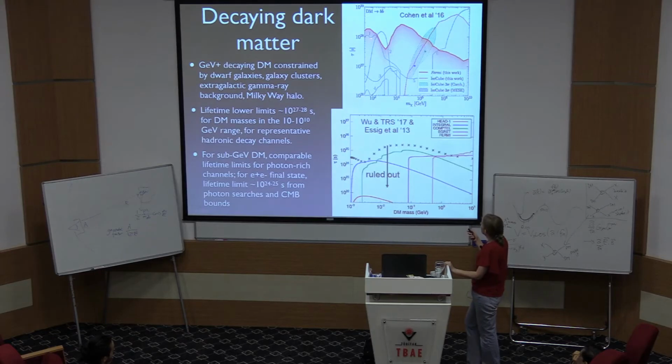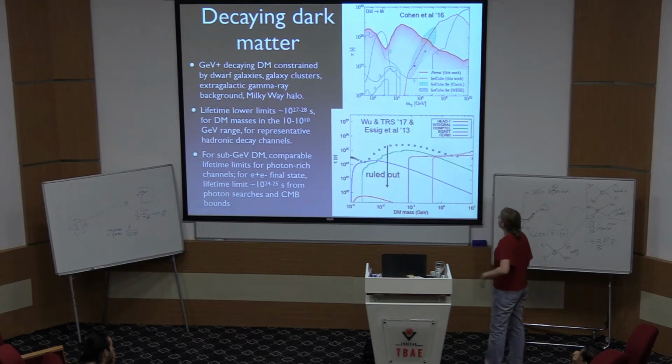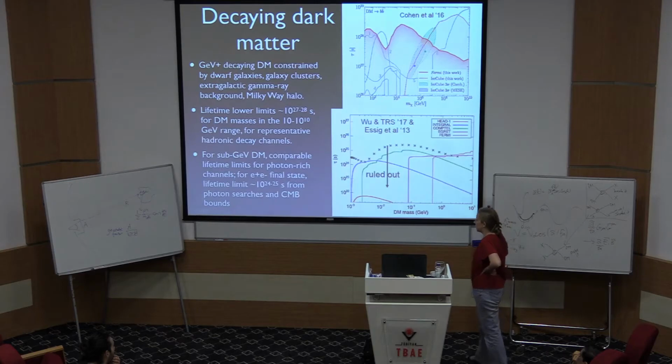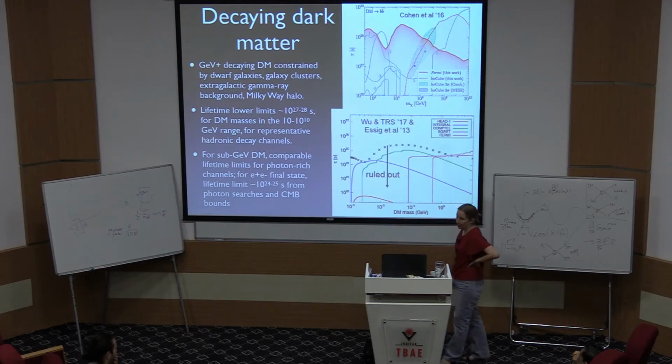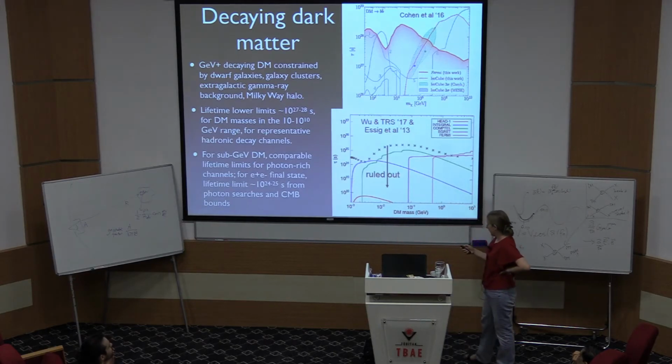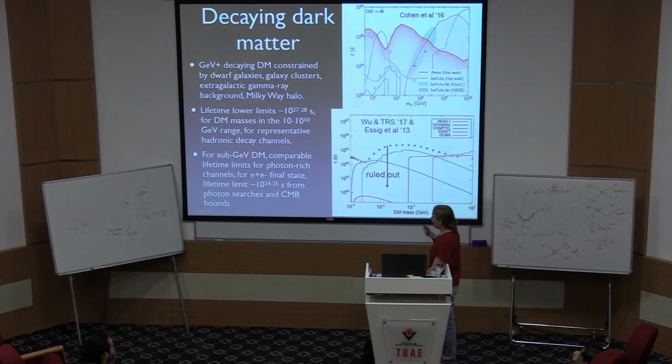So for decay, all the decay lifetimes below this red line are ruled out by gamma ray observations of a range of different sources. This plot goes from about 10 GeV up to 10 to the 10 GeV. And across this whole range, we can constrain lifetimes that are shorter than about 10 orders of magnitude longer than the age of the universe. So around 10 to the 27 to 10 to the 28 seconds. This is for hadronic decay channels. Again, it's hard to see decay purely into leptons in these channels.